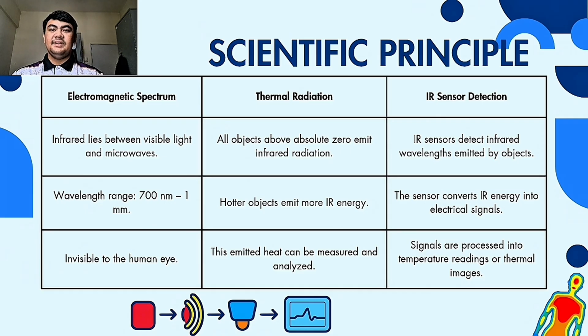Third, infrared sensors are able to detect these emitted infrared wavelengths. When infrared radiation reaches the sensor, it is converted into electrical signals. Then, these signals are processed and displayed as useful information such as temperature readings and thermal images.